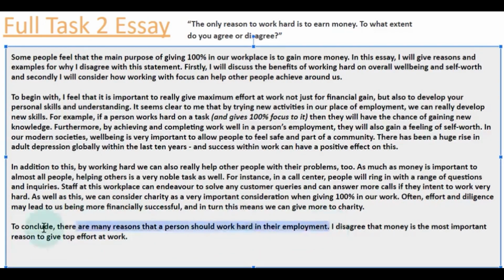I've just sort of said to conclude, there are lots of different pluses and minuses. Pretty much always use this in a conclusion, and then I've just given my opinion. So I could say, in my opinion, I disagree, but I'm just going to go straight in and say I disagree that money is the most important reason to give top effort at work. Or should I say the only reason probably would be a little bit better. So let's just go back to that. Is the only reason to give top effort at work.